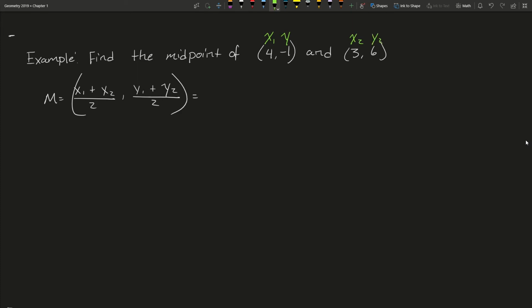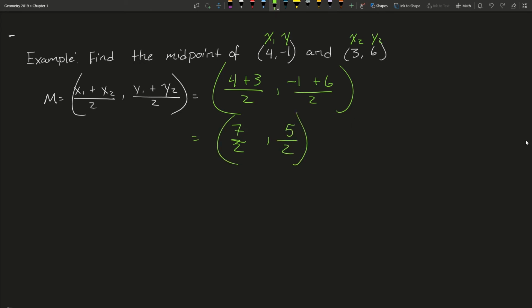After that, we can just average the x's. So (4 plus 3) divided by 2, and then average the y's, (-1 plus 6), also divided by 2. Once we plug both of those things into the formula, we can simplify. So this gives us 7 over 2 and 5 over 2, which again is a perfectly reasonable answer.